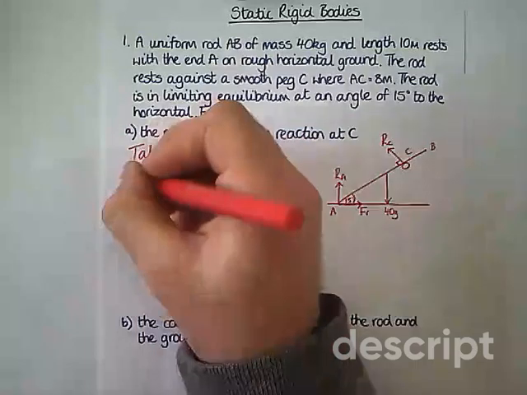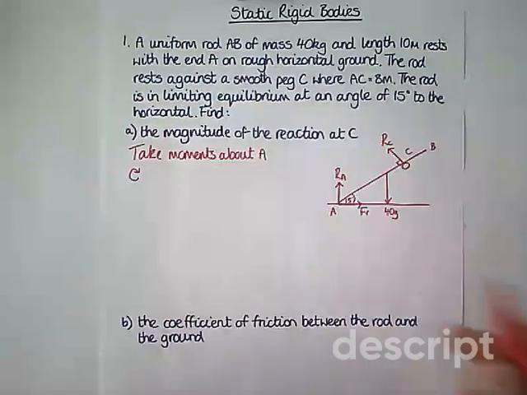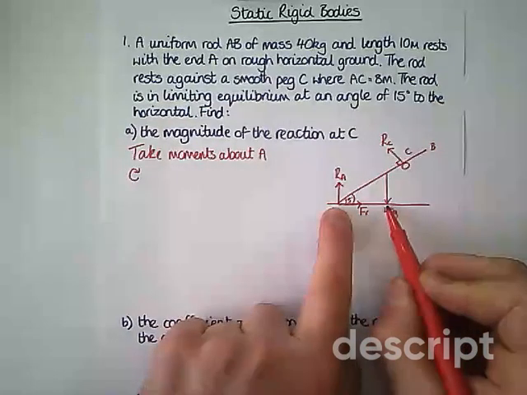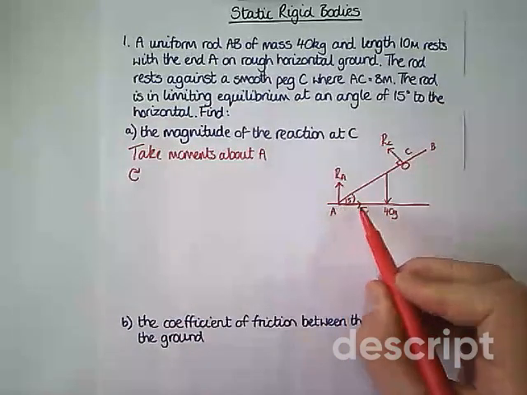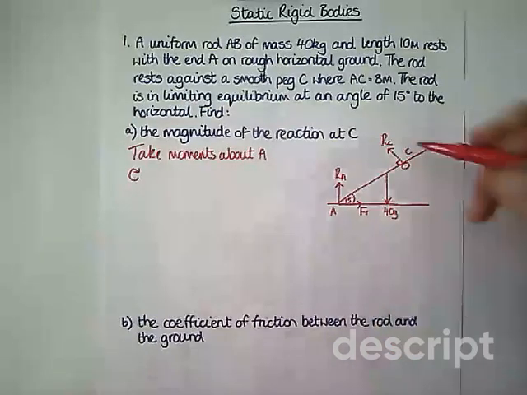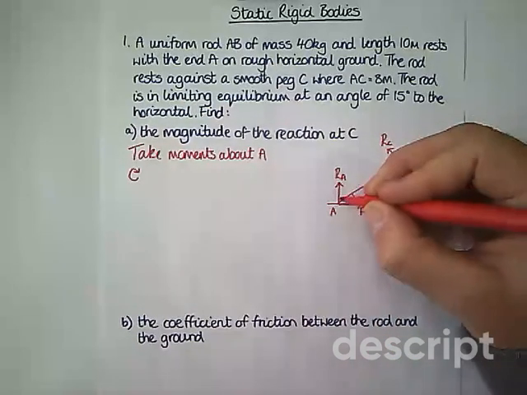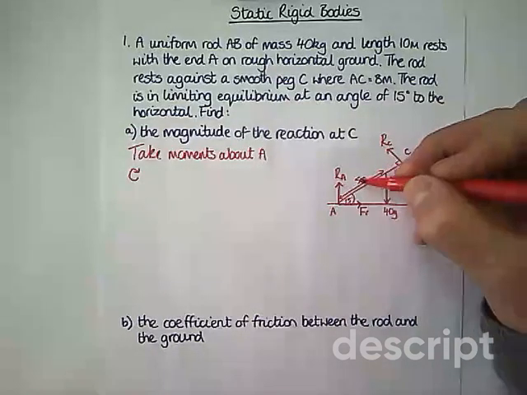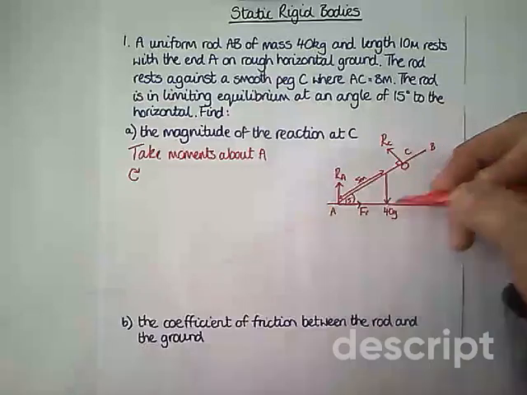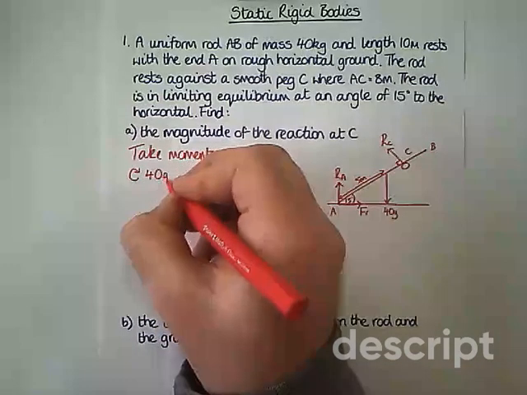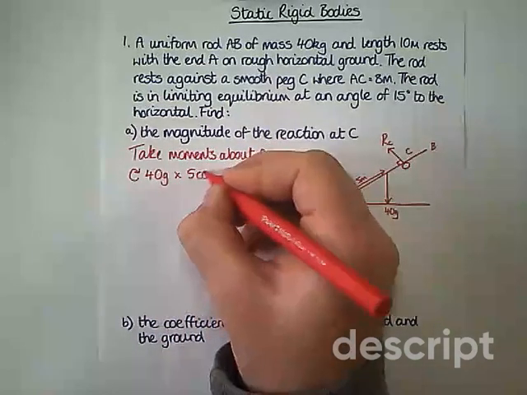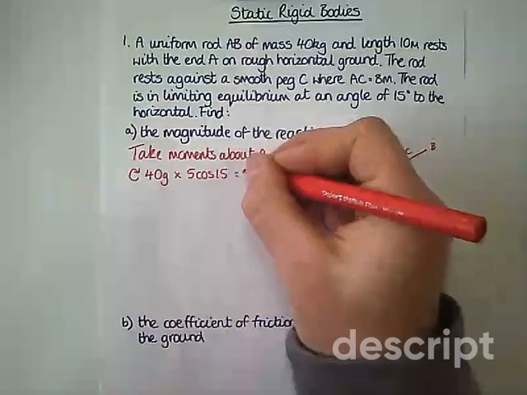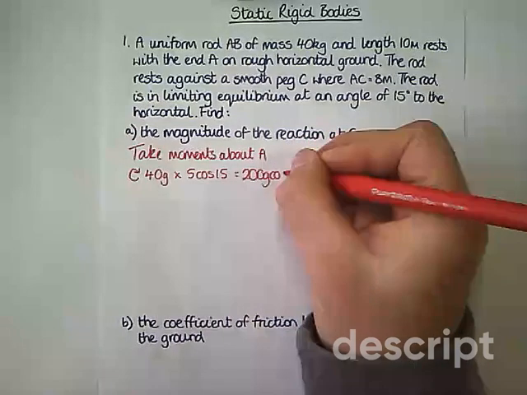So my clockwise moments are the weight force times the perpendicular distance. So I need to find this distance here. Remember, it's uniform, so this length is 5 metres. It's going to be 5 cos 15 to get this length. So 40G times 5 cos 15, which I'm just going to write as 200G cos 15.